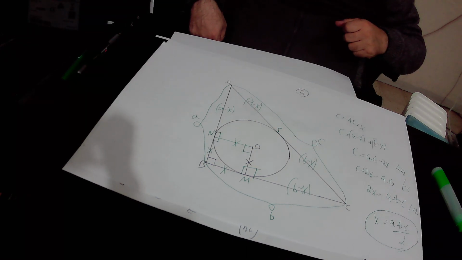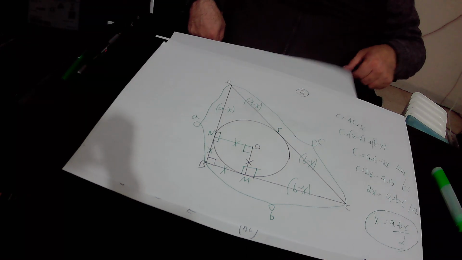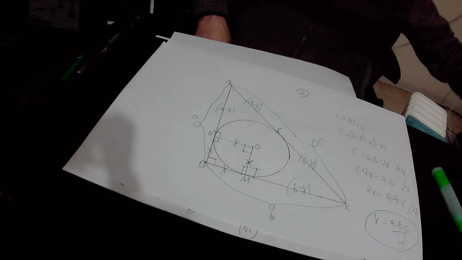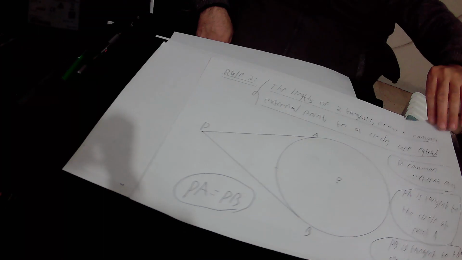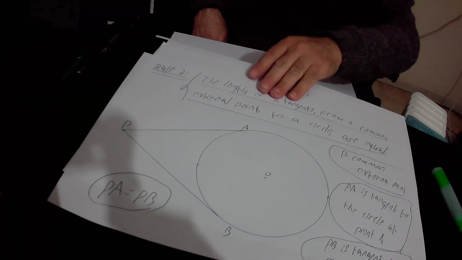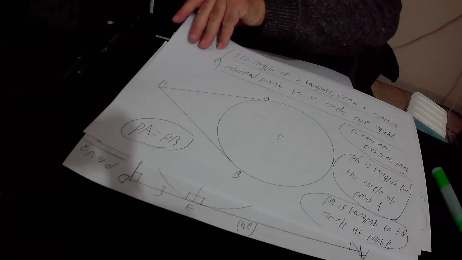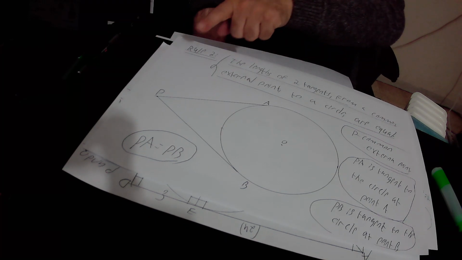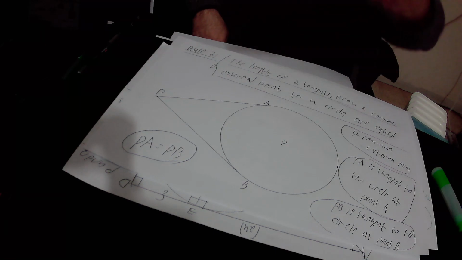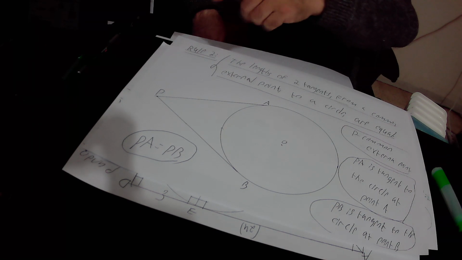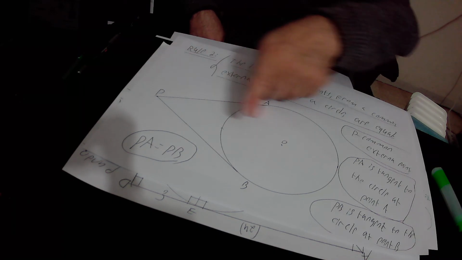Then I presented to you rule number 2. According to rule number 2, the lengths of two tangents from a common standpoint to a circle are equal. Here we have the common standpoint point P. From P we have two tangents to the circle, tangent PA and tangent PB. According to this rule, the lengths of those two tangents must be equal to each other. That is to say, PA equals PB.